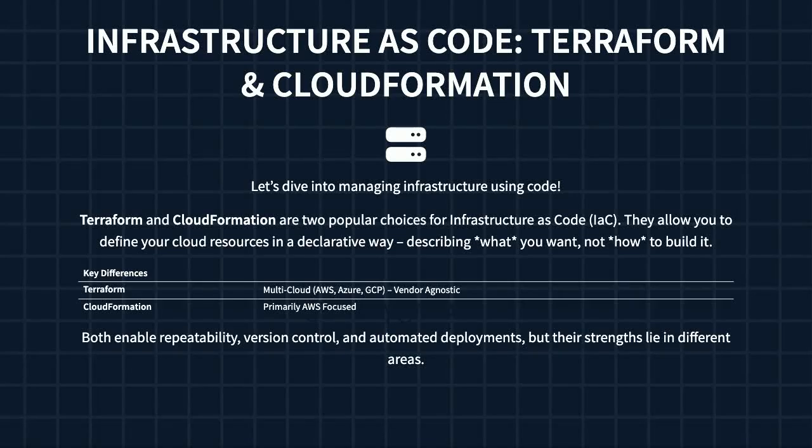Okay, let's talk about infrastructure as code. We're going to explore how we can manage our cloud infrastructure using code instead of manually configuring everything. Terraform is a really powerful tool that works with multiple cloud providers like AWS, Azure, and Google Cloud, making it super flexible. CloudFormation is mainly focused on Amazon Web Services, but it's still a great option if your environment is predominantly AWS. Essentially, both tools let us describe what our infrastructure should look like, rather than how to build it, which helps with consistency and automation.